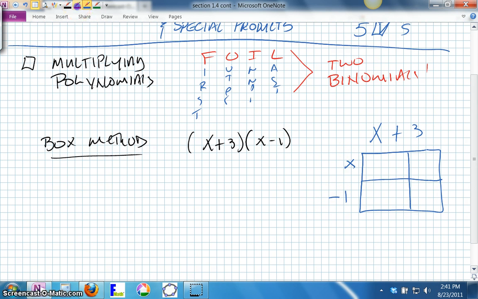So here is what you do. You just multiply these two together. So ask yourself, what is x times x? X squared. Good. What's x times 3? 3x. Good. What's x times negative 1? Negative x. And what's negative 1 times 3?